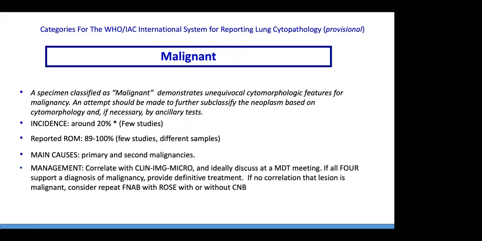Finally, the malignant category. A specimen classified as malignant demonstrates unequivocal cytomorphological features for malignancy. An attempt should be made to further subclassify the neoplasm based on cytomorphology and, if necessary, by ancillary tests. The incidence is around 20%, and there are few studies. The reported risk of malignancy is between 90 to 100%. And the main causes are primary and secondary malignancies.